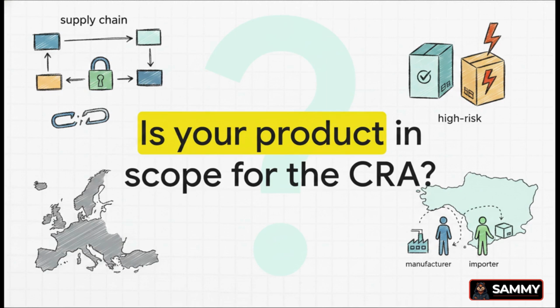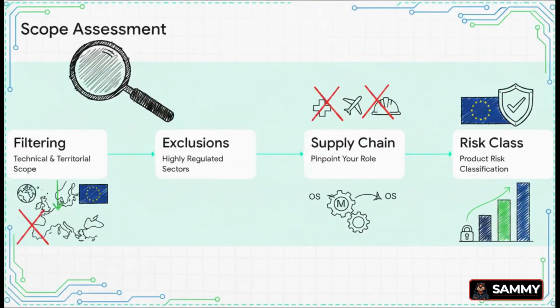Are you legally considered a manufacturer or an importer? Is your product a default PDE or is it classified as high risk? You absolutely need to know. Okay, let's dive into this process. The Codific Scope Assessment tool takes roughly 3 minutes and walks you through 4 quick steps.